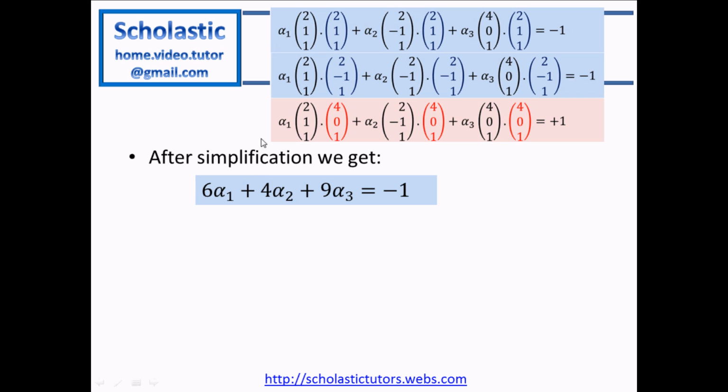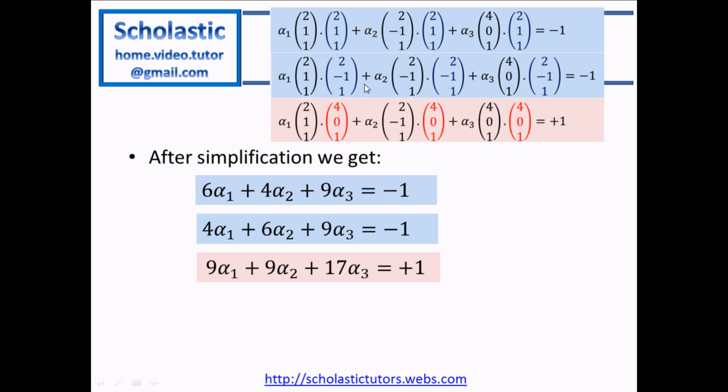6 alpha 1 plus 4 times alpha 2. How did you get 4? 2 times 2 is 4, minus 1 times 1 is minus 1, plus 1, 0. 2 times 2, 4 alpha 2 plus 4 times 2, 8 plus 1, 9. Middle one is 0. 9 alpha 3 equal to -1. Similarly, you can try to simplify the second equation and the third equation. So you get 3 simultaneous equations.